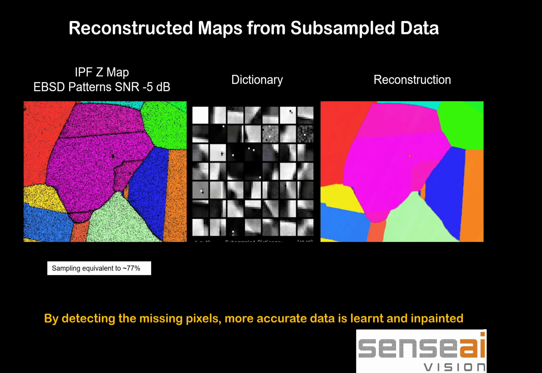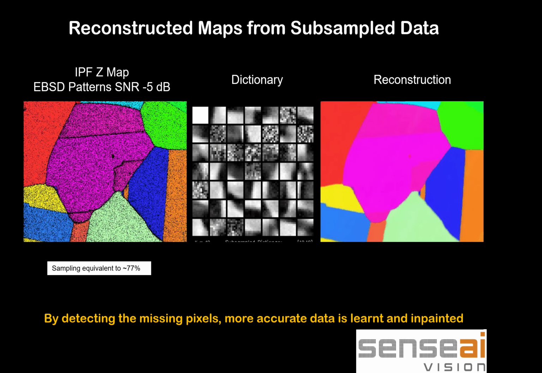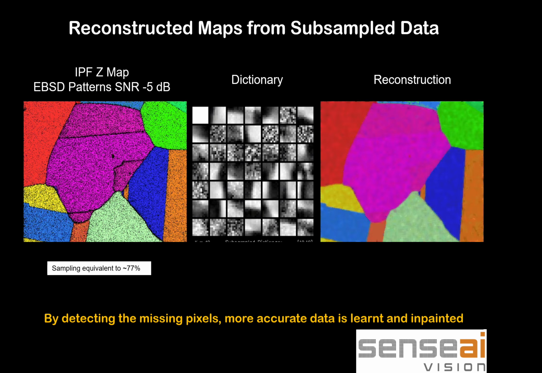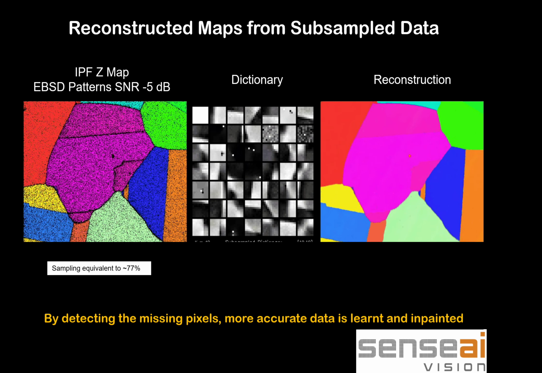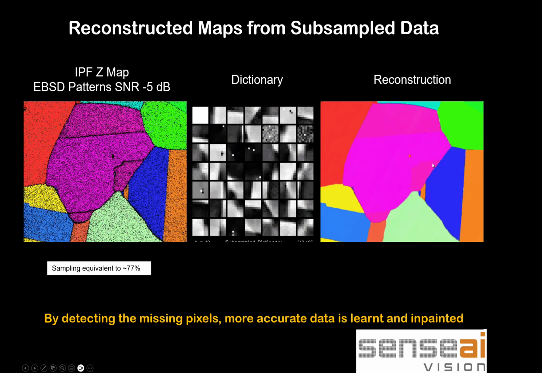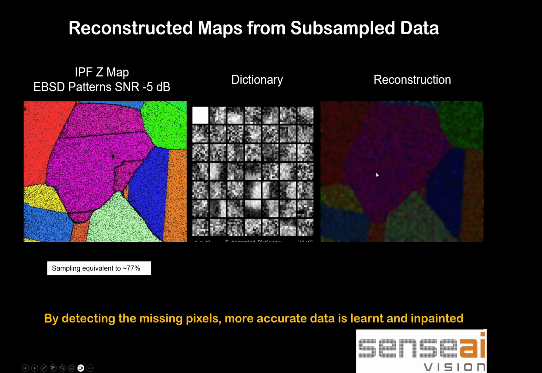All right, so here's a simple example to start with. Here we're just assuming that we've got 77% of the data, so it's not throwing away very much, it's not speeding up very much, but you can see that you've got all the information in the subsampled map, and then we get the information coming out when we do the reconstruction.